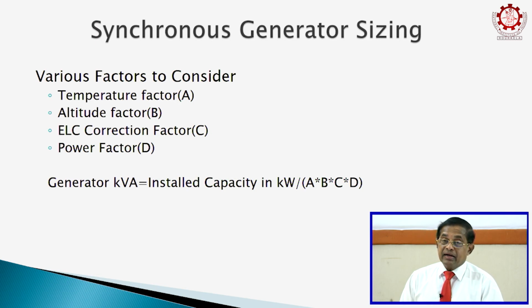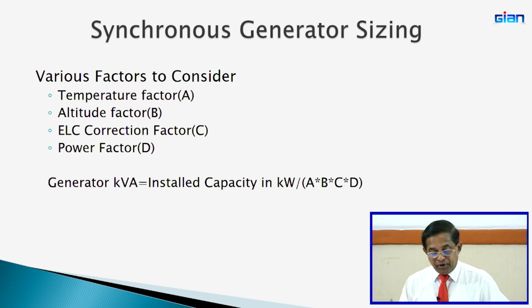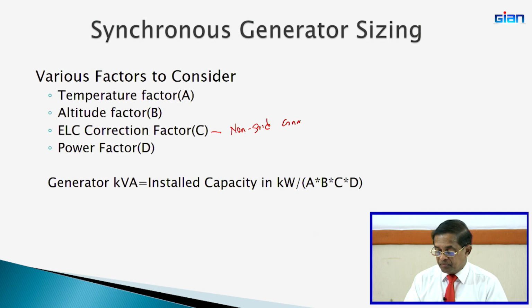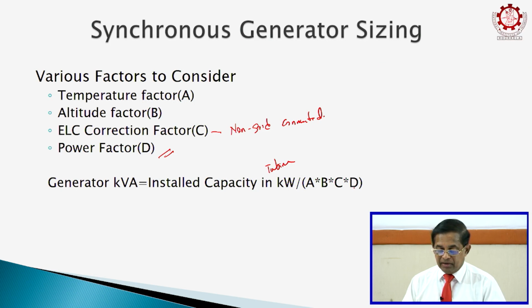So, then we have to consider 4 factors: temperature factor, altitude factor, electronic load control factor, that will come only if it is a village hydro kind of a non-grid connected one. I will explain a little bit of that later, and then the power factor. So, the generator KVA will be the installed capacity in kilowatt, that is the turbine capacity, divided by A, B, C, D. As electrical engineers we know that, but the temperature factor and the altitude factor you may not be that familiar with. Let us look at some typical values.